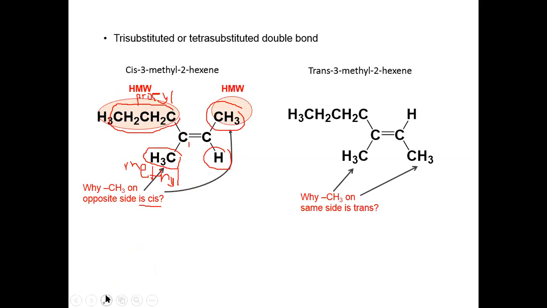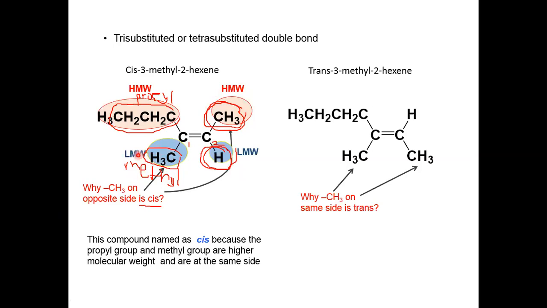For carbon 2, you will have methyl along with your hydrogen. So which will have the highest molecular weight? So this methyl will have a higher molecular weight compared to your hydrogen. So what will happen? See, you have both of your lower molecular weights on the same side and the higher molecular weights on the same side. So that is why it is called a cis. This compound is named cis because the propyl group and methyl group, which have higher molecular weight, are at the same side.